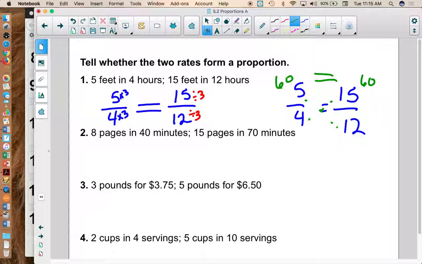Okay, let's look at number 2. Everybody do number 2. Do it your way. I got 8 pages to 40 minutes, and I've got 15 pages to 70 minutes.